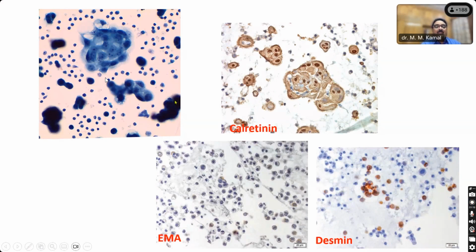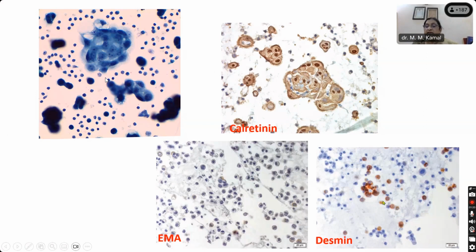So still, if you are in doubt, because immunocytochemistry is very easily available in every department these days, such cells we can go for a cell block, and then do calretinine. Calretinine will be positive in the reactive mesothelial cells, but you have to supplement it with epithelial membrane antigen, which will be negative because they are mesothelial cells and not epithelial cells. And one very good helpful stain is desmin, which is positive in reactive mesothelial cells. That comes to our rescue many a time when we are having serious doubts about this.